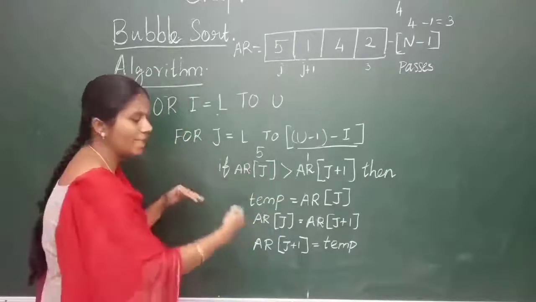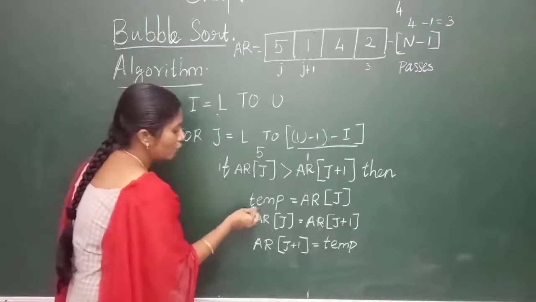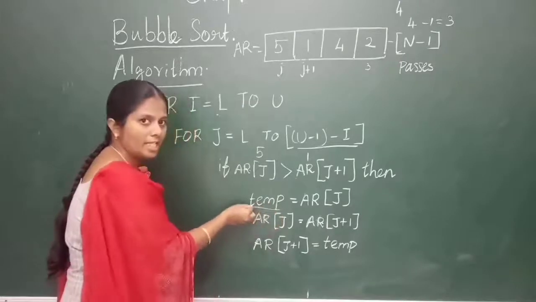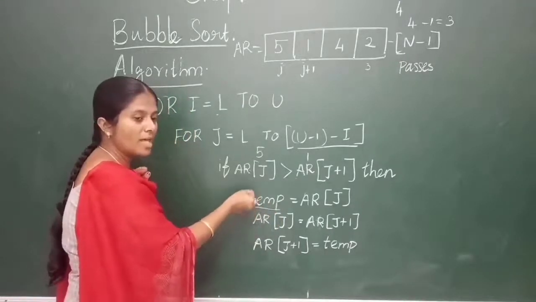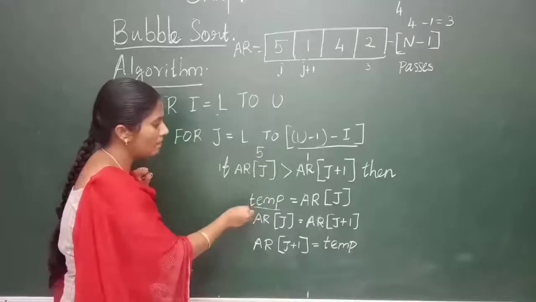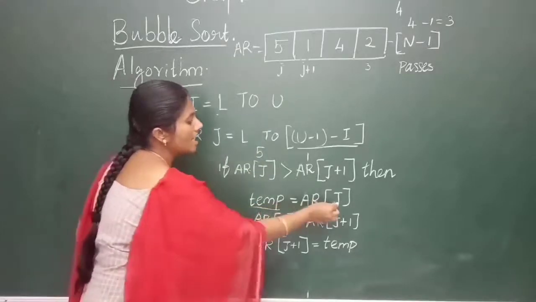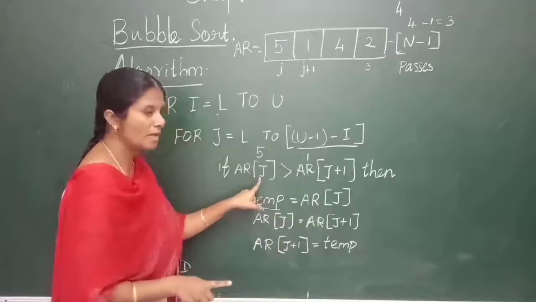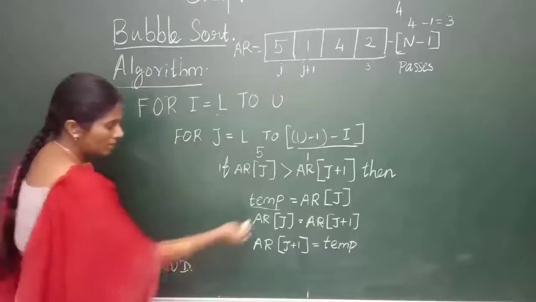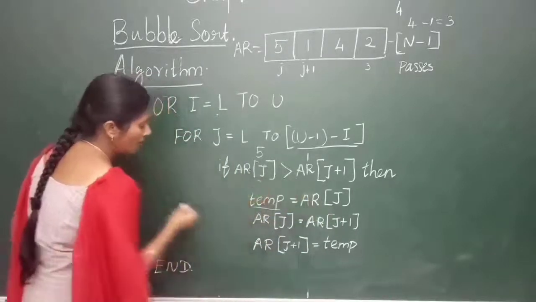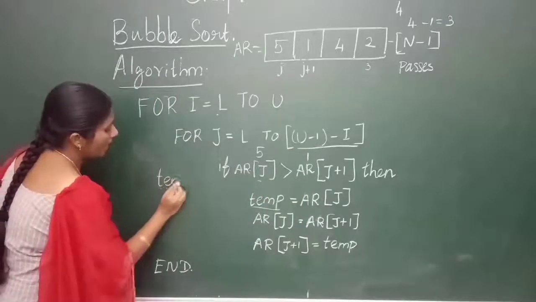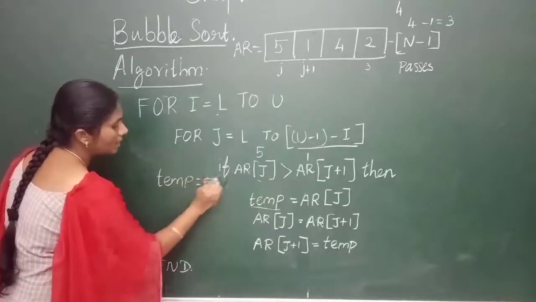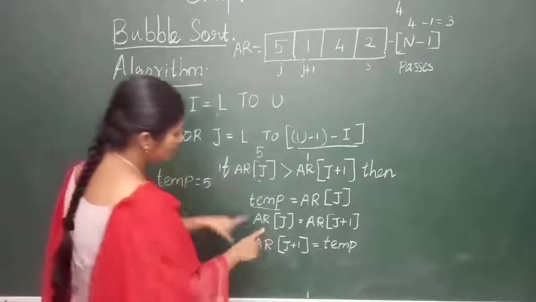Then it will go to the inner loop. What is in the inner loop? Temp. Temp is a variable. We are storing the value in that variable. Temp is equal to array of j. What is the array of j value now? 5. Are you clear about that? So now we are storing the value 5 to the variable temp.